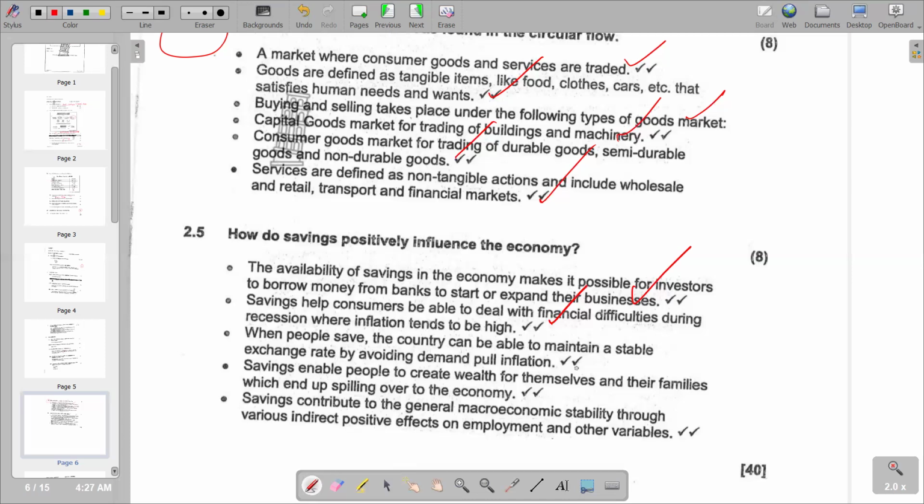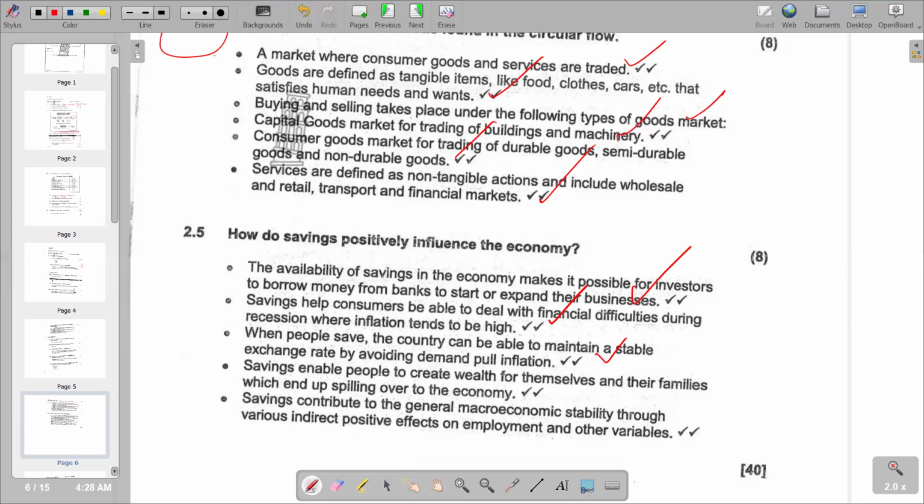When people save, the country can be able to maintain a stable exchange rate by avoiding demand pull inflation. So we are saying through savings, the increase in demand can be smoothened out since the participants in the economy are not spending all the income that they have. They have higher incomes, but they're not spending all of them. They are spending some of them. So it will reduce demand, and at the end of the day, it's also reducing demand pull inflation. So remember, the increase in demand also leads to increase in prices. So it can be avoided if there are savings that are taking place. So that becomes a positive influence on the economy by reducing demand pull inflation.